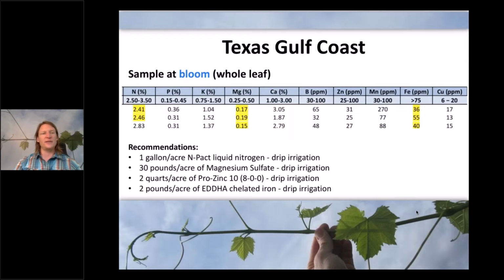Okay, let me give you one other example of some recommendations I made, because this one shows magnesium, iron, and nitrogen deficiency in a Texas Gulf Coast hybrid vineyard. So in this one, I gave almost the same exact recommendations. Why? Because it was working well. But I added a gallon per acre of NPAC liquid nitrogen, which is about 26% nitrogen liquid, because our nitrogen was below 2.5%. And remember, these are whole leaf samples. They should be above 2.5.